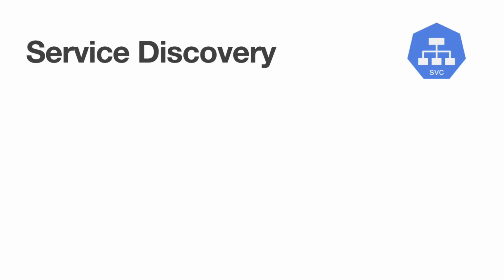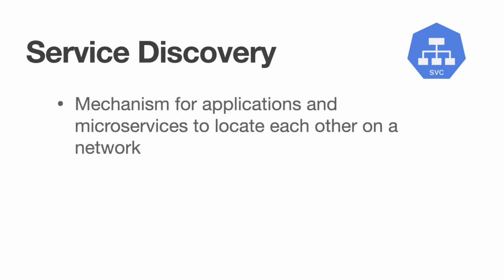In this section, let's learn about service discovery with Kubernetes. So service discovery is a mechanism for applications and microservices to locate each other on a network. So you actually use service discovery, but I didn't tell you, I just showed you the magic that happened with Kubernetes. But now let me actually tell you what is happening. So service discovery happens through services.